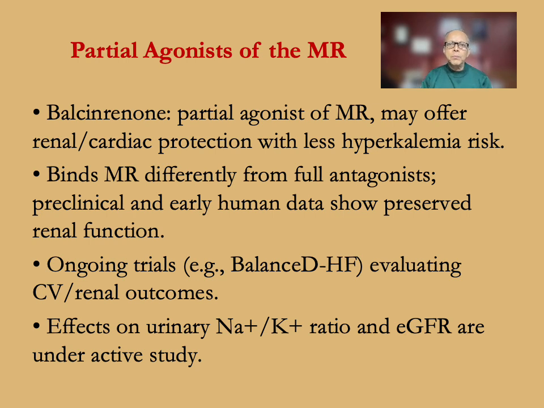Partial agonists of mineralocorticoid receptors. Balcinrenone, a partial agonist of the mineralocorticoid receptor, may offer renal and cardiac protection with less hyperkalemia risk. It binds the mineralocorticoid receptor differently from full antagonists. Preclinical and early human data show preserved renal function. Ongoing trials, for example BalanceD-HF, are evaluating cardiovascular and renal outcomes. Effects on urinary sodium-potassium ratio and eGFR are under active study.